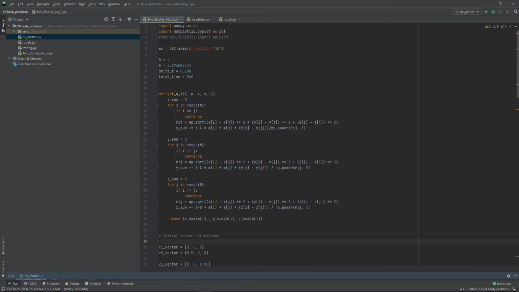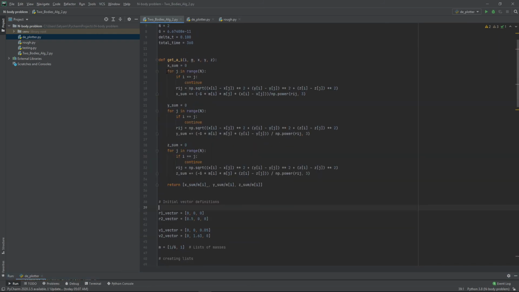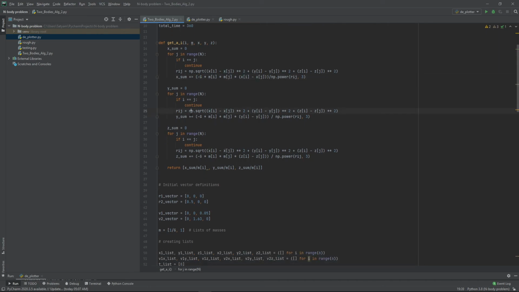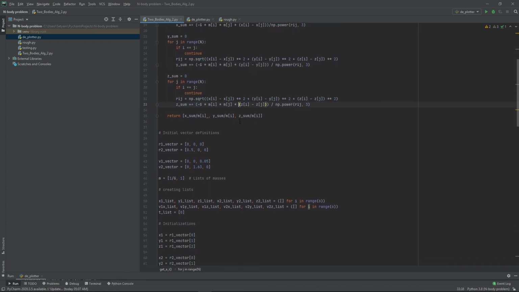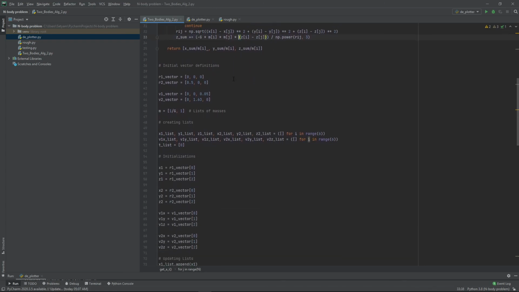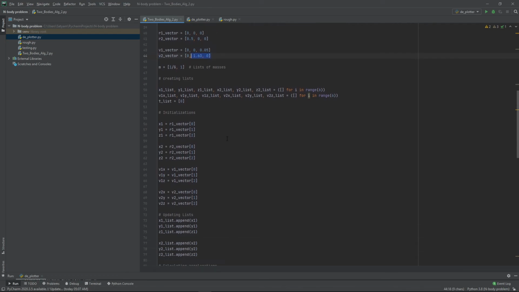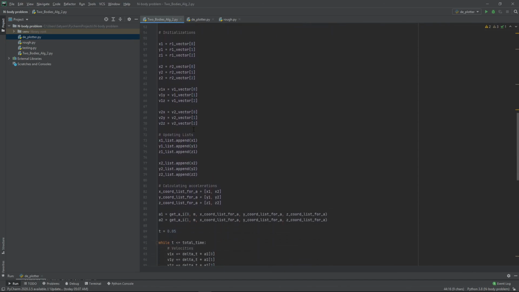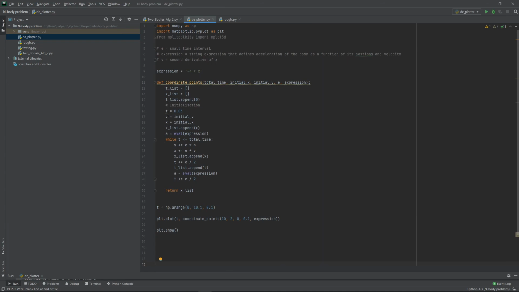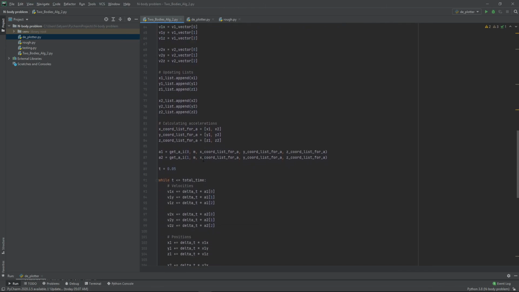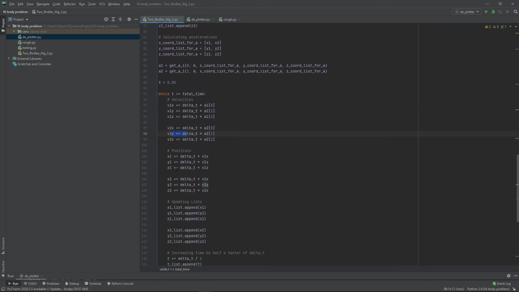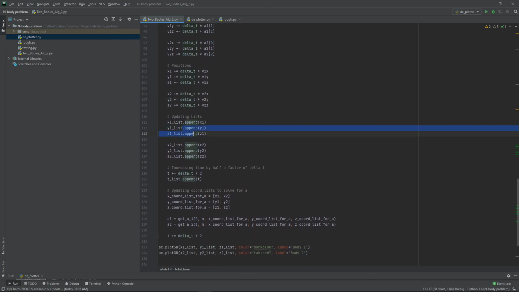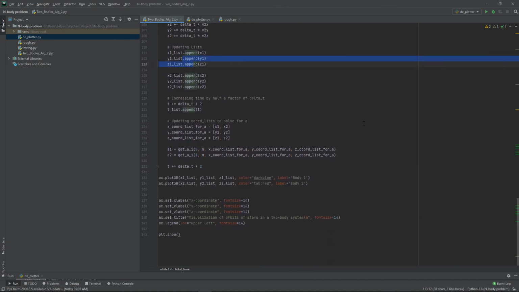So here's the algorithm for the two body problem. This function is for acceleration. I'm calculating the x component of the acceleration, the y component of the acceleration and the z component of the acceleration by using the formula for acceleration in gravity. These are the initial vectors, the initial positions and initial velocity, and then all the things which were done for only one body are now done six times, like three times for the first body, three times for the second body, and everything else is just the same. And lastly I have plotted all these.